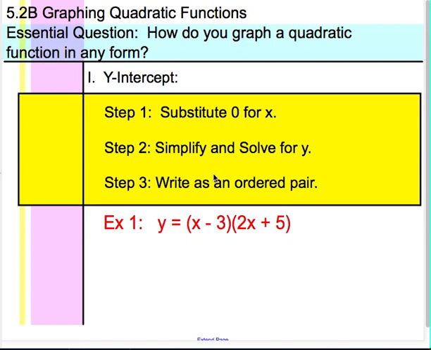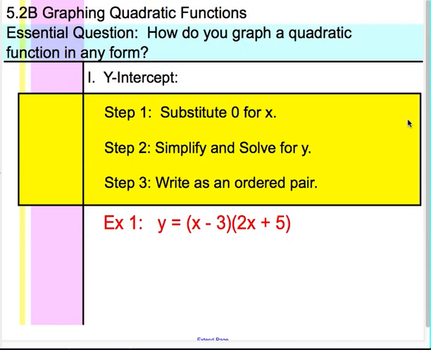Together, learn how to find the y-intercept and graph. So the y-intercept for a quadratic function is the same as finding the y-intercept on a line. You substitute 0 for x, you simplify, solve for y, and then write your y-intercept as an ordered pair.